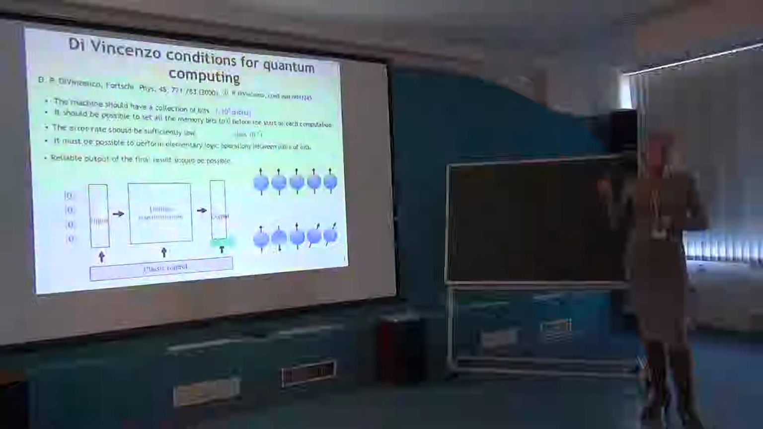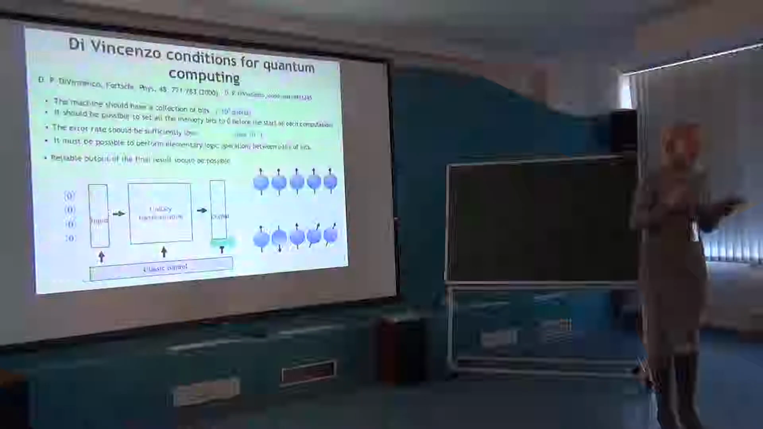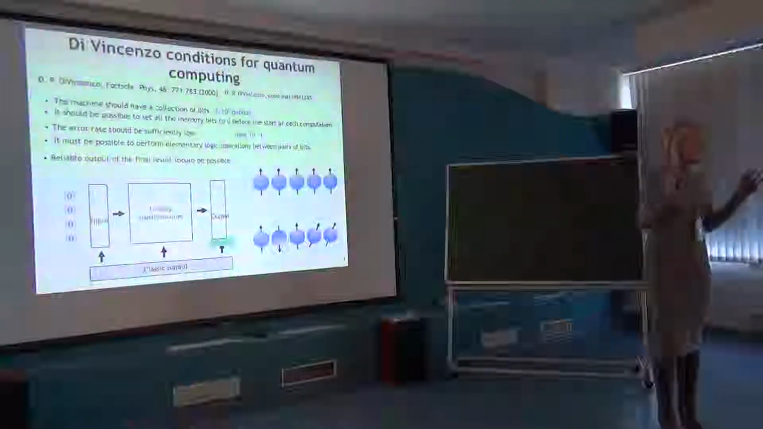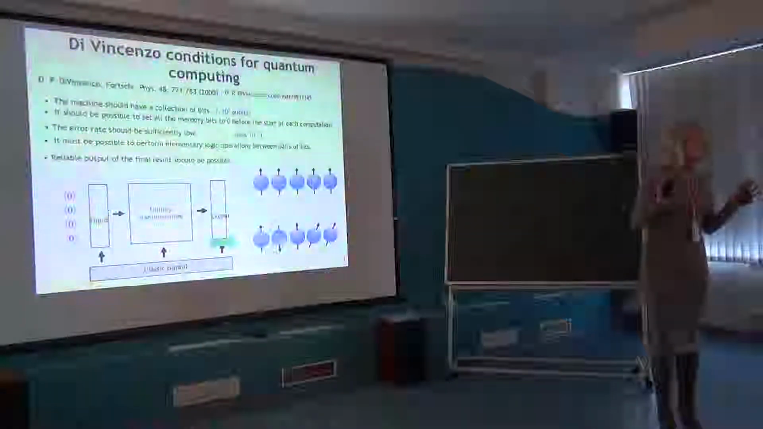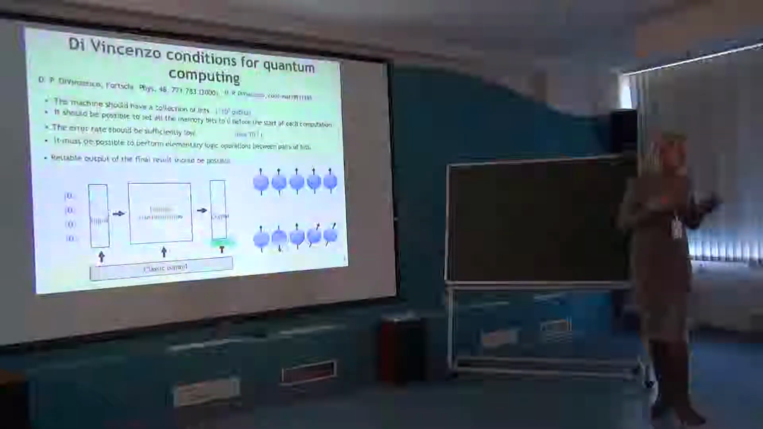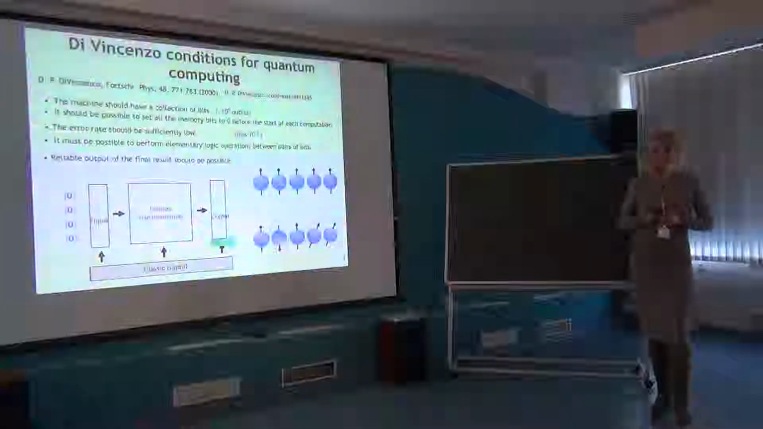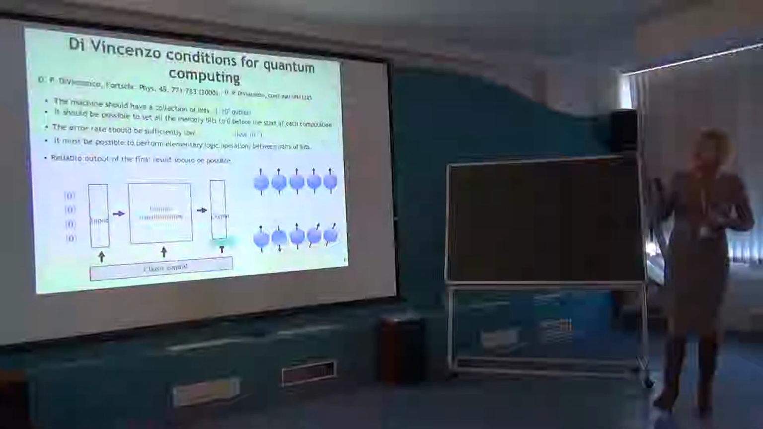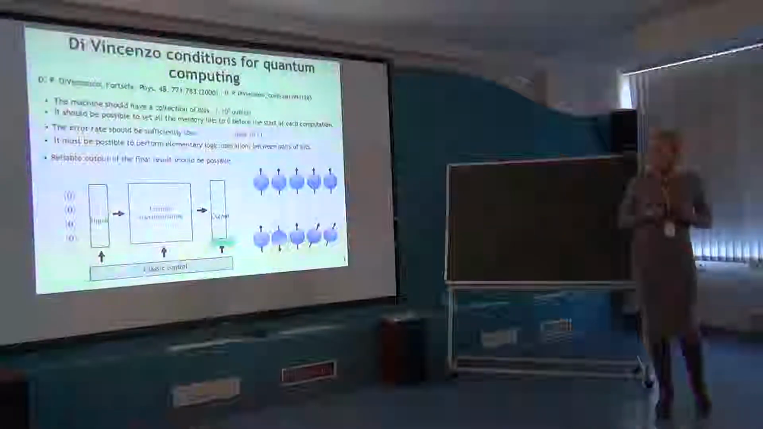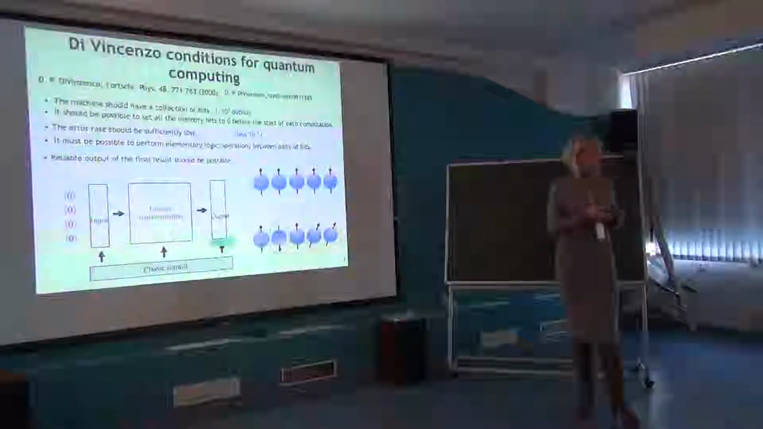Second one, about correlation time, and about the situation when you must turn all spins in one direction, the initialization state. Next, the error rate must not be so high. Of course, thermal fluctuation, coherence time, and so on are so important for quantum computing. It must be possible to perform elementary logic operations between two qubits. And of course, reliable output of the final results should be possible.